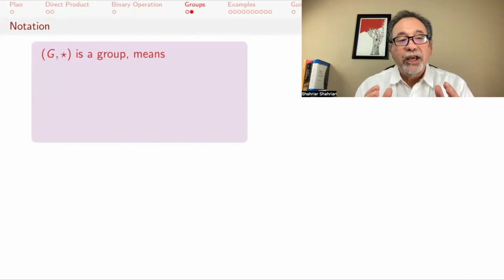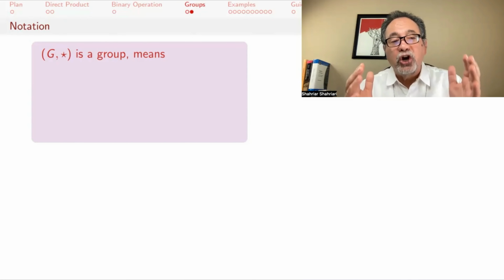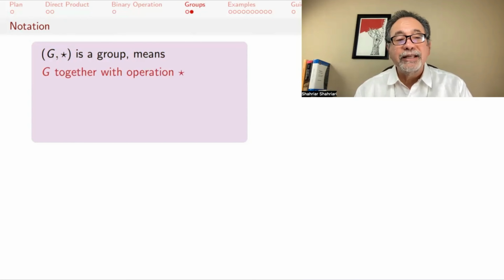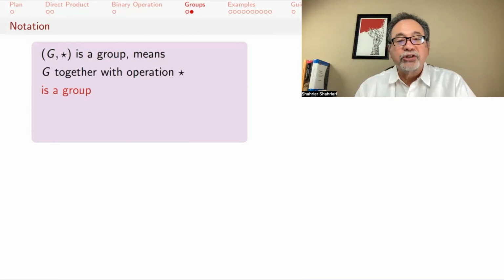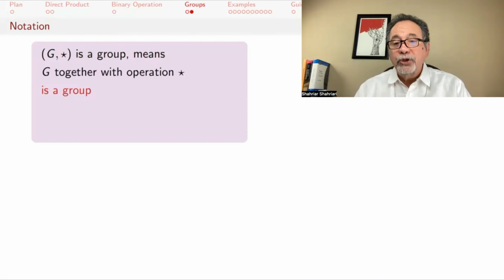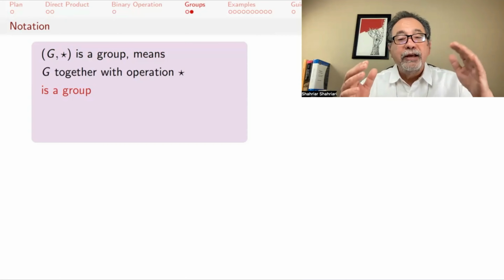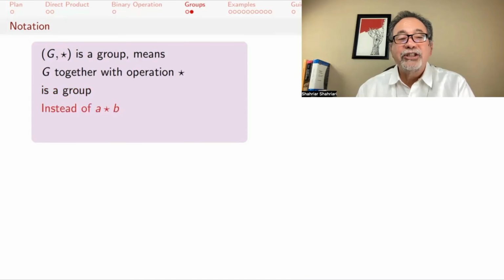Sometimes we write this notation, parentheses G, comma, star, parentheses closed, and we'll say this guy is a group. What that means is that G together with this operation is a group. If there's no confusion about what the operation is, we'll just say the group G, just the name of the set, and you will know what the operation is. But sometimes there might be confusion. We might want to emphasize what exact operation we are talking about. In which case, instead of just saying G is a group, we'll say parentheses G, comma, whatever the operation is, parentheses is a group. Often, instead of A star B, if the operation is star, we just write AB.